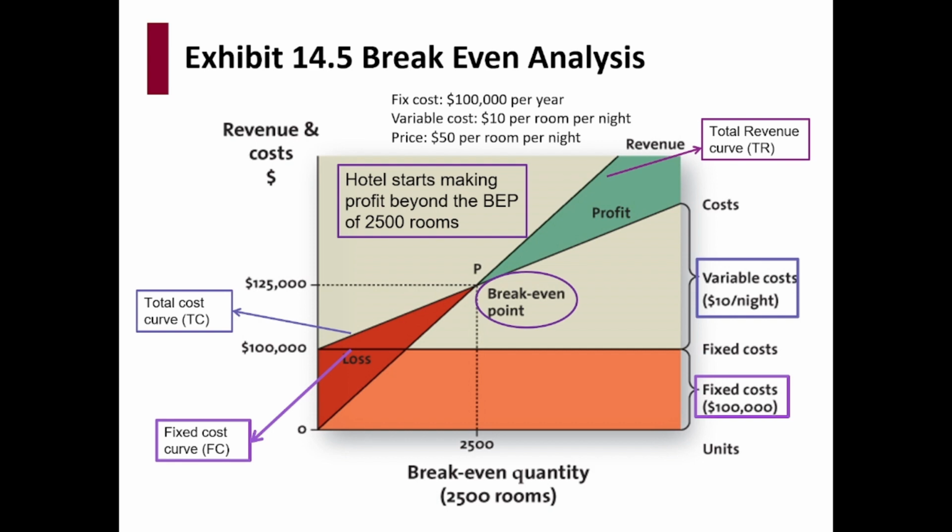And the green area means the total revenue that you gained is more than the total cost that you spend. In this area, you see profits, which is represented by the green area. And the point where these two lines, total revenue and total cost, intersect, we call the break-even point.